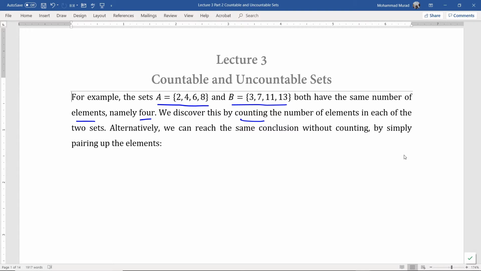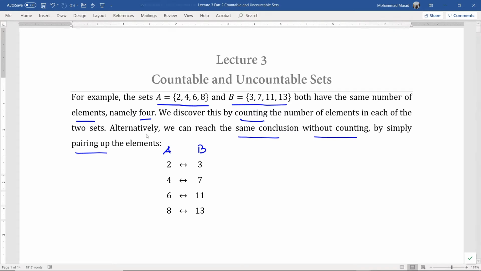Alternatively, we can reach the same conclusion without counting by simply pairing up the elements. For example, we have the elements from set A and here the elements from set B. We can make a pair like this. 2 is paired up with 3 from B, and 4 from A is paired up with 7 in B, and so on.